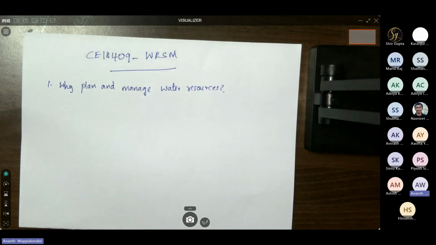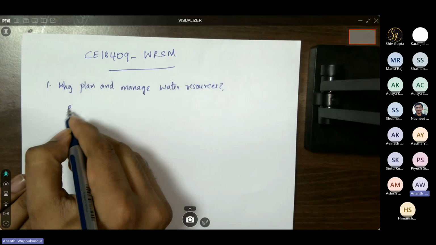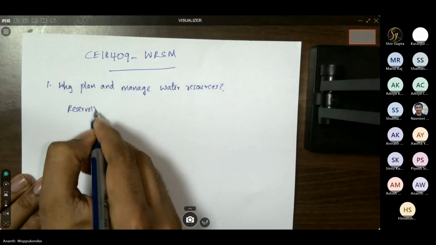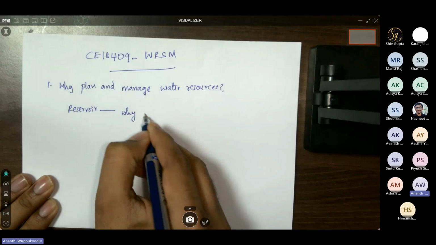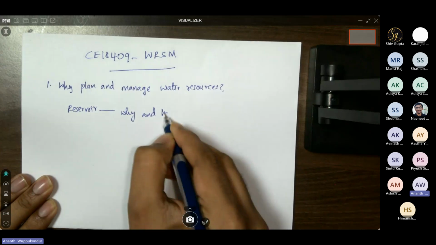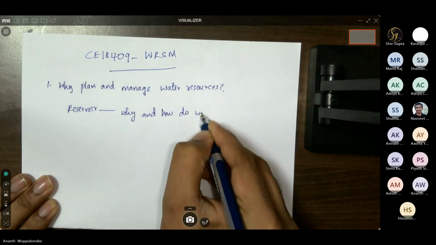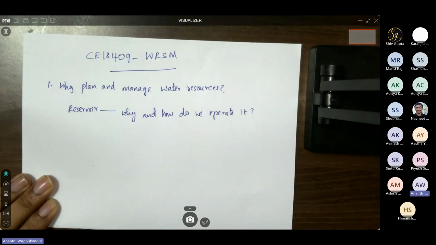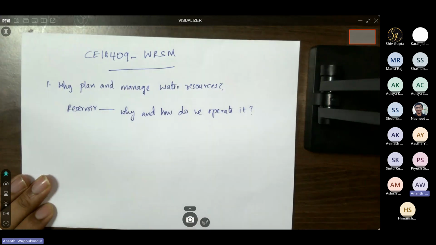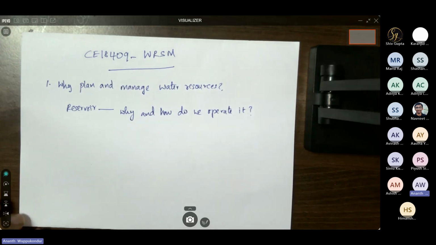For example, if we have a reservoir, when and how do we operate it? Meaning at what intervals do we need to open the gates of the reservoir, and under what situations can we do this? So we need to come up with a strategy for operating a reservoir.